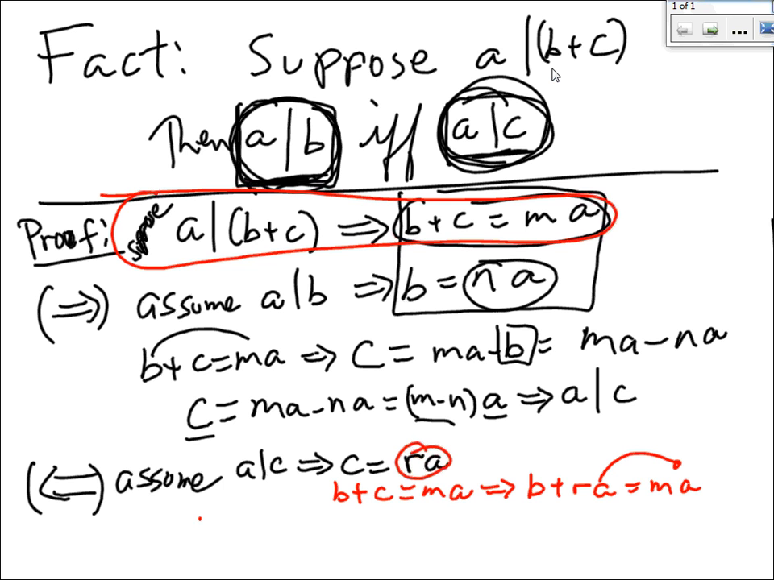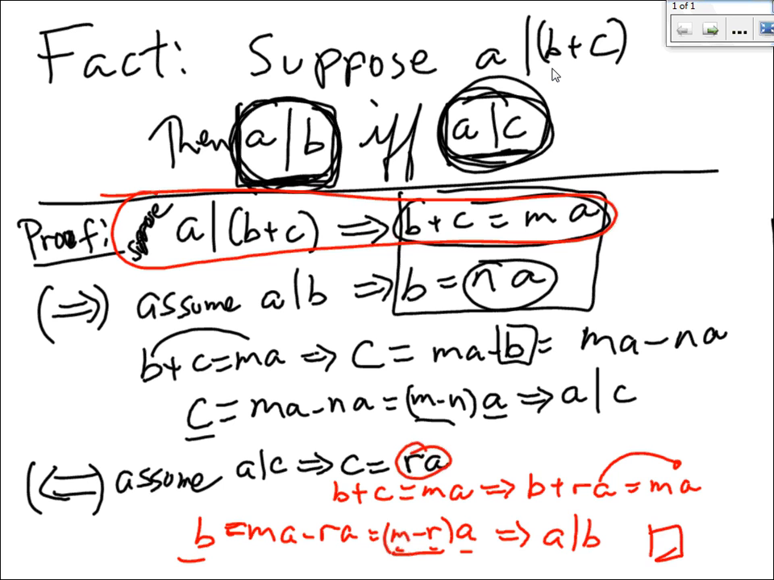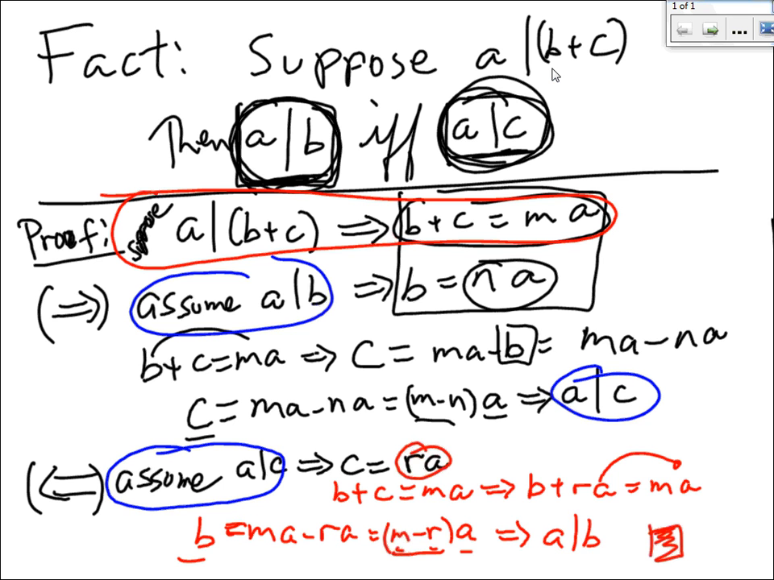Bring this to the other side. So B is equal to MA minus RA, which is M minus R times A. M and R are integers. You subtract integers, you get an integer. So B is an integer multiple of A. Well, this implies that A divides B. And this proof is now finished. Why? Because I assumed A divides B, and I concluded that A divides C. And then I assumed A divides C, and I concluded that A divides B.